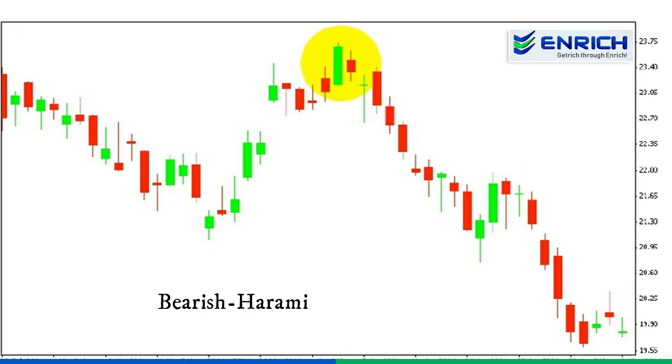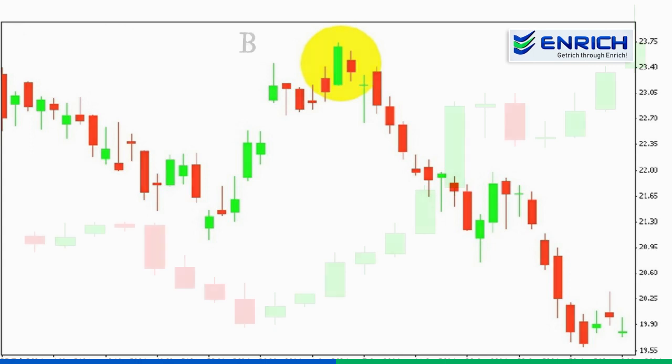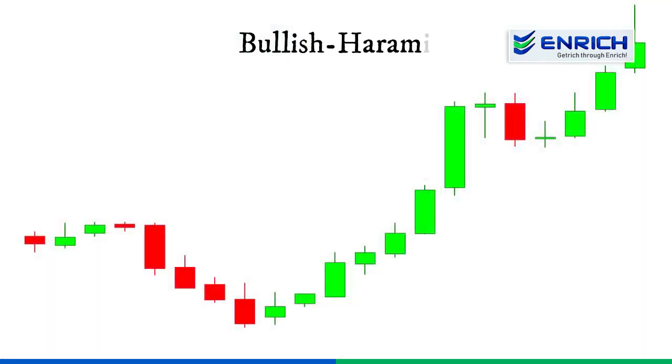Now, a possible sell signal can be inferred when you spot a bearish Harami pattern along with a trend line break. So let's move on to bullish Harami. It's just the opposite of bearish Harami. The bullish Harami occurs at the market bottom. It starts with a larger bearish candle on day 1 and a smaller bullish candle on day 2. And it must be seen after a downtrend.